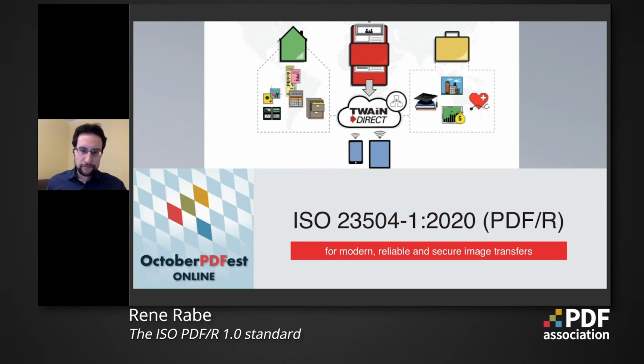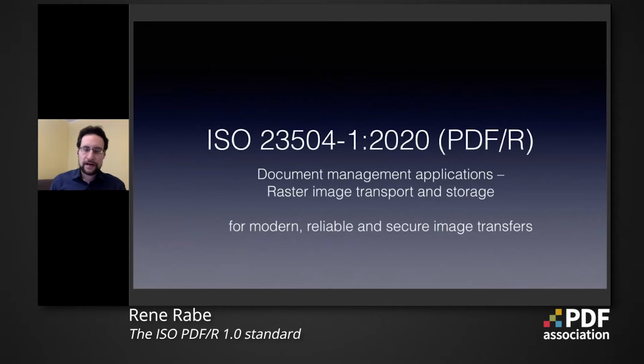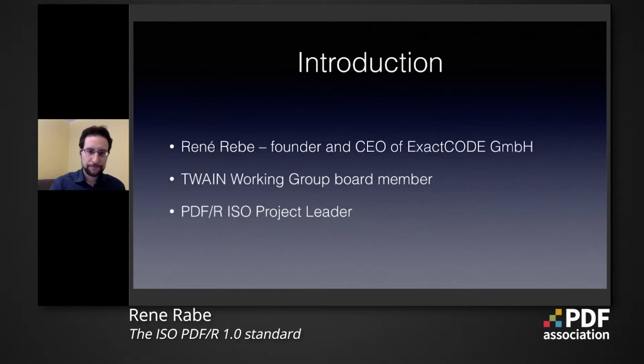Today we from the TWAIN working group and PDF Association want to present to you a new ISO standard, ISO 2354, brand new 2020 PDFR for modern, reliable and secure image transfer. The R stands for raster data, and that is the document management applications series, raster image transport and storage. My name is Rene Rebe, founder and CEO of Exacode GmbH here in Germany.